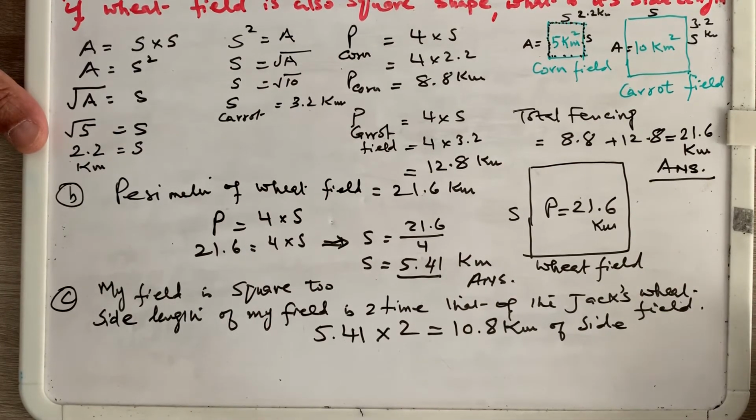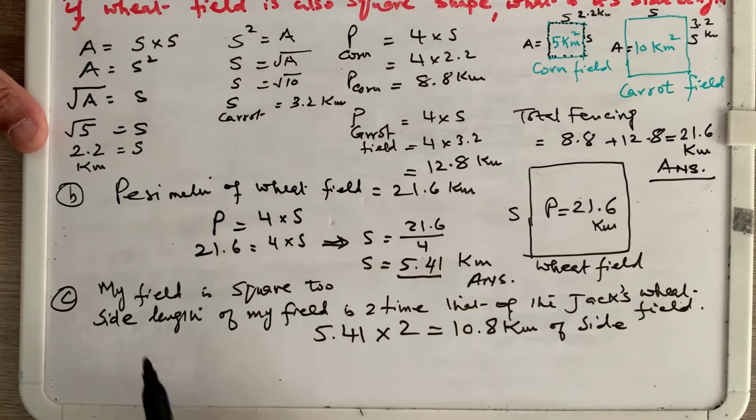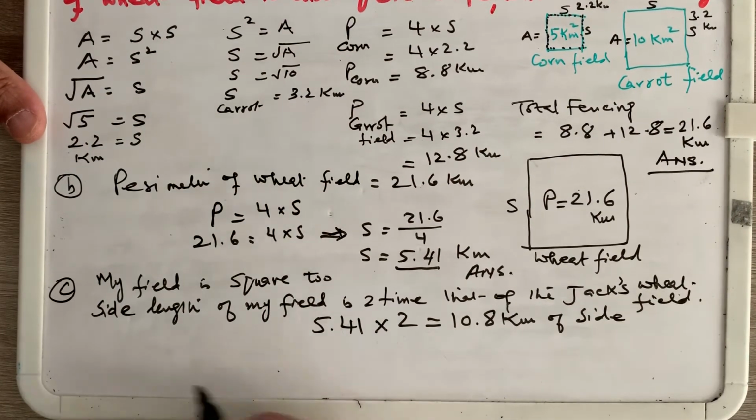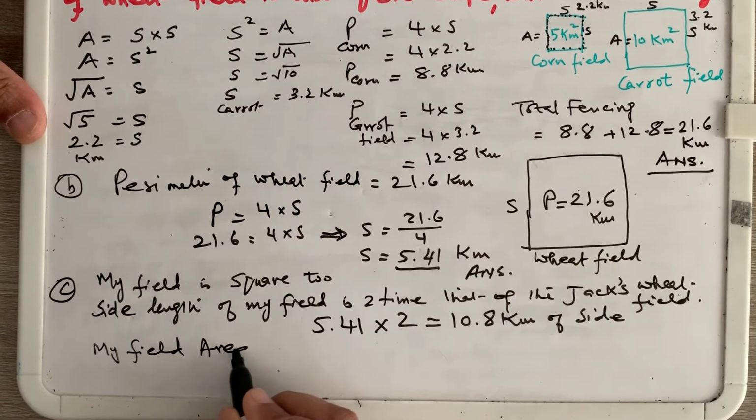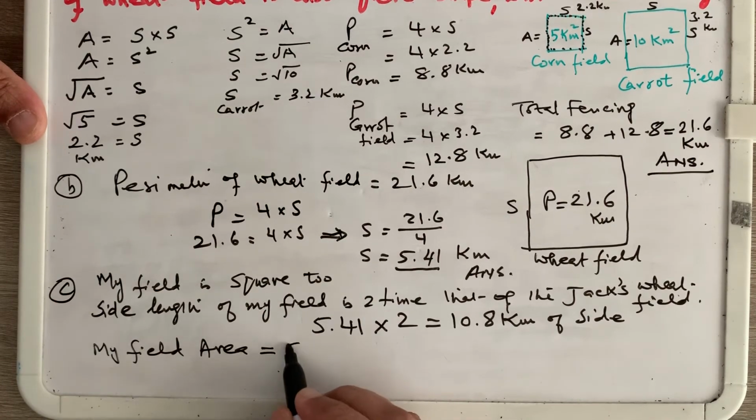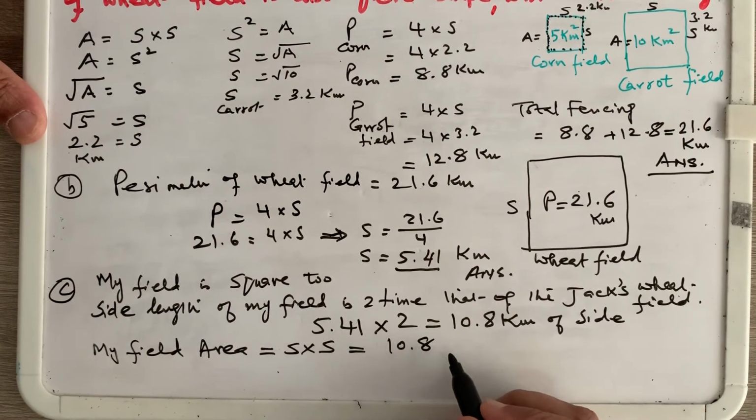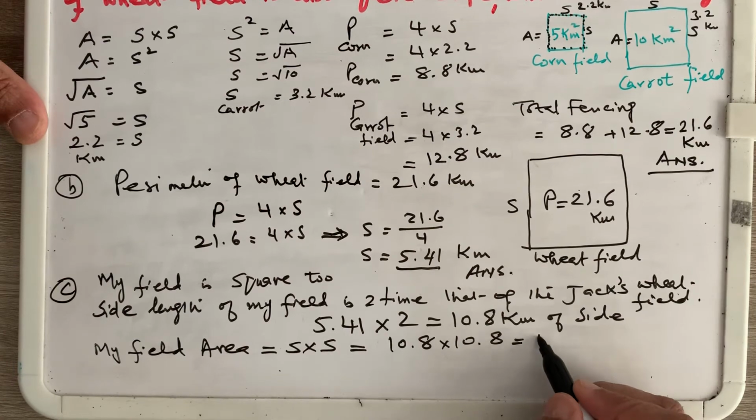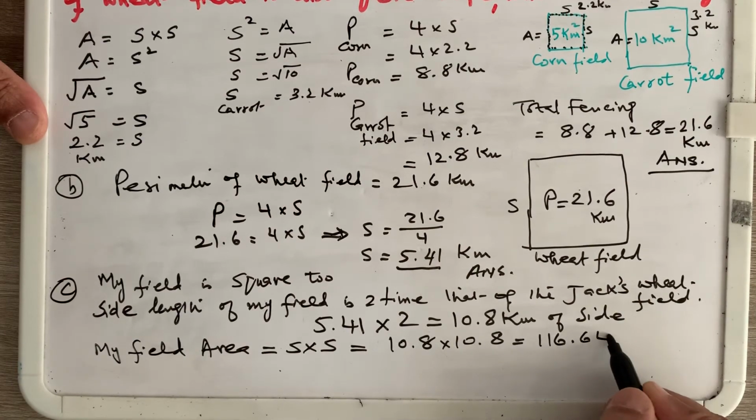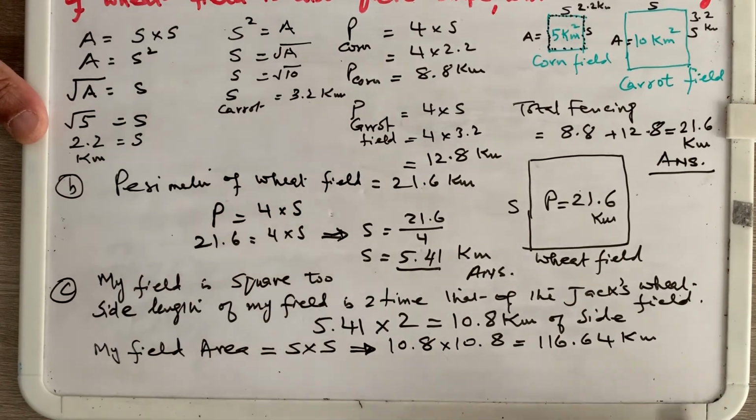So the question is asking, is my field's area also double that of Jack's field? So now I have to calculate the area of my field. So what is the side of my field? Area is side into side. What is the side of my field? 10.8. So 10.8 times 10.8. This is my field area, which is 116.64 kilometers squared. So if we multiply 10.8 times 10.8, it gives me my field area.